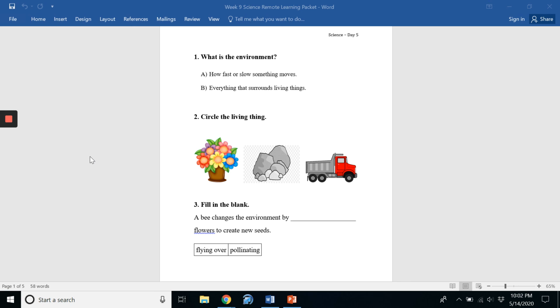And finally, put your finger on number 3. Number 3 says, fill in the blank. A bee changes the environment by blank flowers to create new seeds. Is it flying over or pollinating? So which one makes more sense? A bee changes the environment by flying over flowers to create new seeds, or a bee changes the environment by pollinating flowers to create new seeds? All right, go ahead and fill it in.